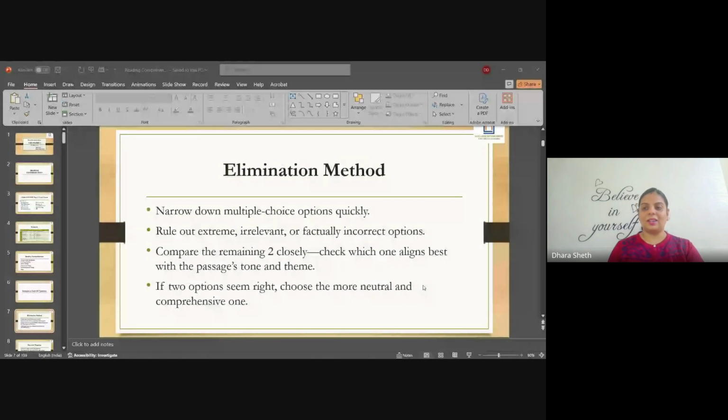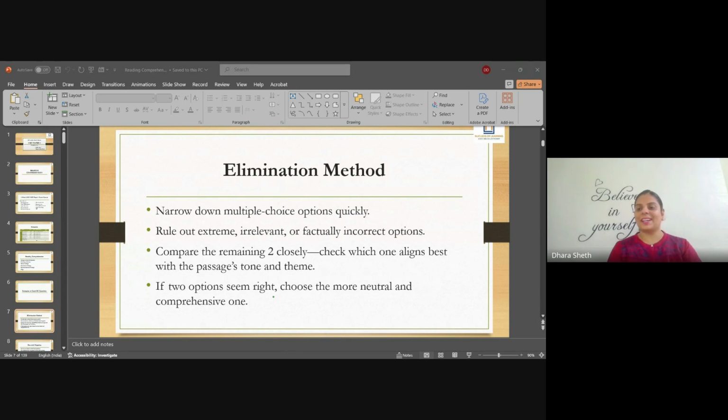The answers are mostly not directly given in the passage. Very rarely, one or two questions are such where you can directly answer that this is the name of the person. Otherwise, in most cases, you need to think, analyze, probably summarize whatever has been said, and then choose the correct option. If two options seem right, choose the more neutral and comprehensive one.